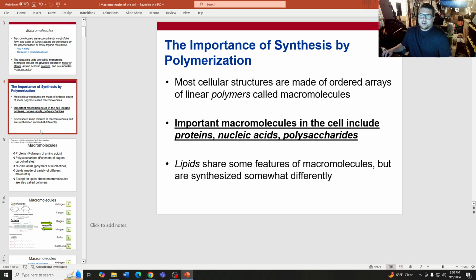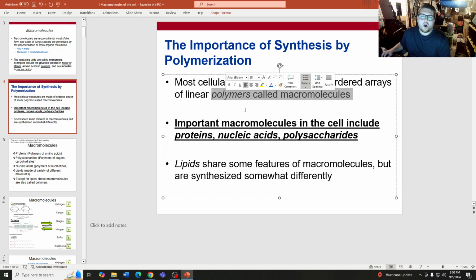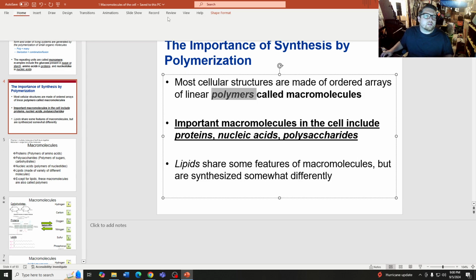The importance of synthesis by polymerization. So synthesis, so creation, by this joining together of all the monomers. Most cellular structures are made of ordered arrays of linear polymers called macromolecules. So macromolecules are polymers. I'm going to highlight that polymer as well.